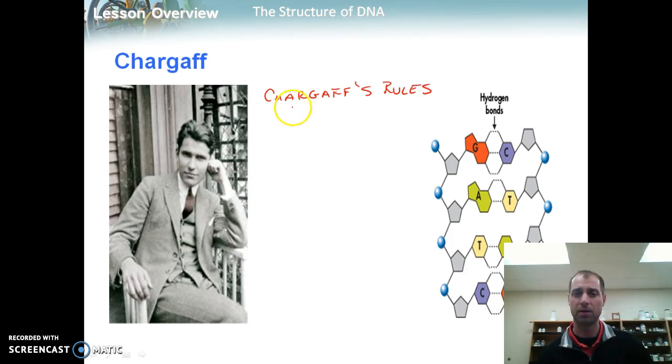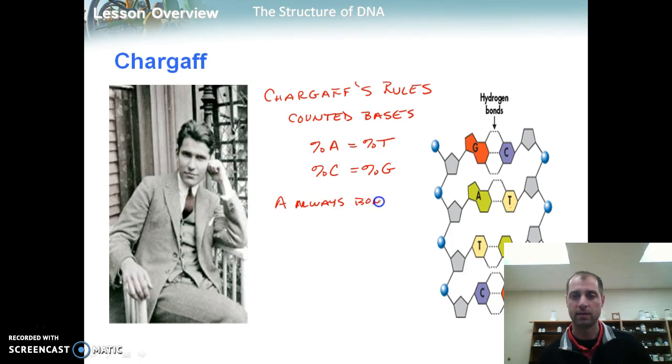What Chargaff did is he counted all the different types of nitrogenous bases. He counted how many adenines there were, how many guanines there were, how many cytosines there were, and how many thymines there were. And what he found was the percentage of adenines in a sample of DNA roughly equaled the percentage of thymines. Also, he found that the percentage of cytosines roughly equaled the percentage of guanines. And so Chargaff's rule states that adenines will always bind with thymine.